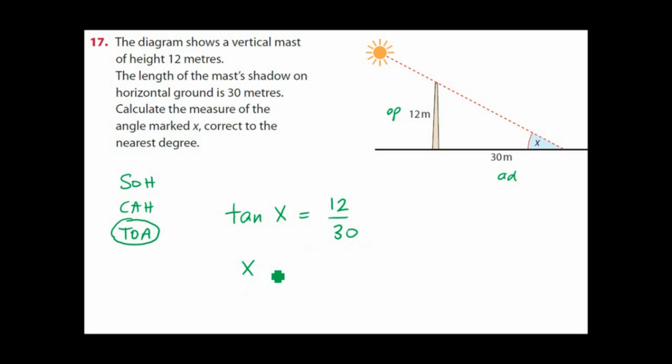To find an angle, we always use inverse. X is tan inverse 12 over 30. And just type this exactly like that into the calculator. Second function tan 12 over 30. And to the nearest degree, it's 22 degrees.